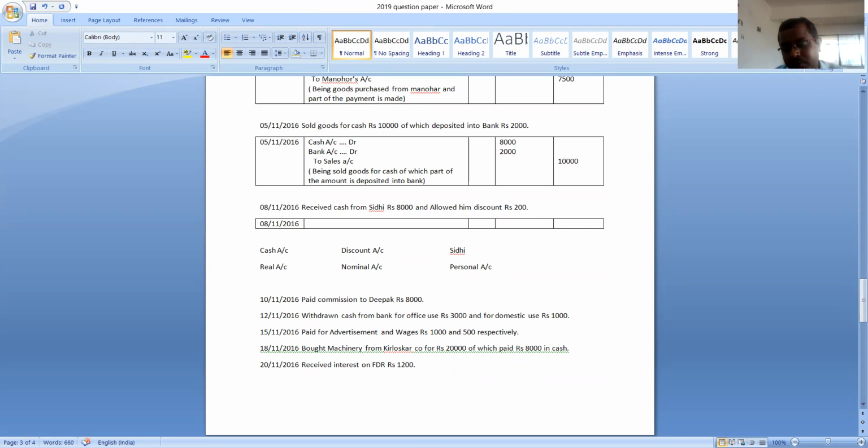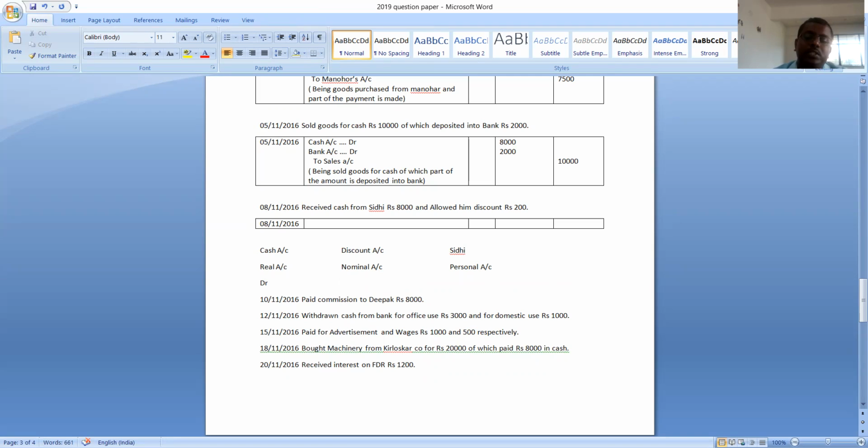Now it will not become difficult for us to decide which account should be debited and which account should be credited. See, I received cash from Siddhi. So cash account is there. Now what is the debit and credit rule of real account? Debit what comes in, credit what goes out. So here received cash from Siddhi means cash comes into the business. So cash account should be debited.